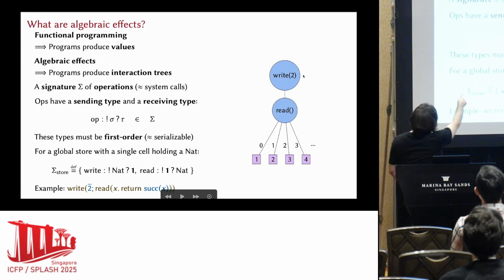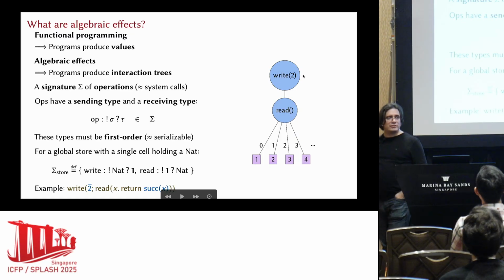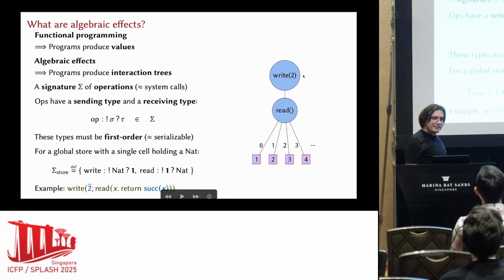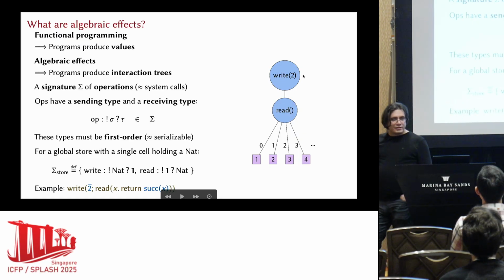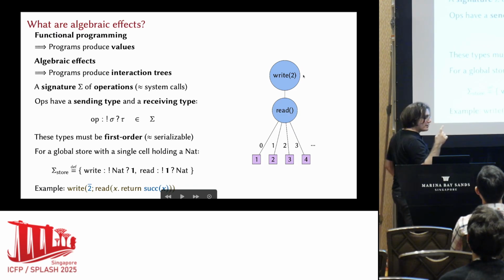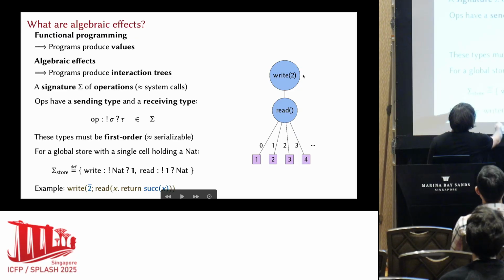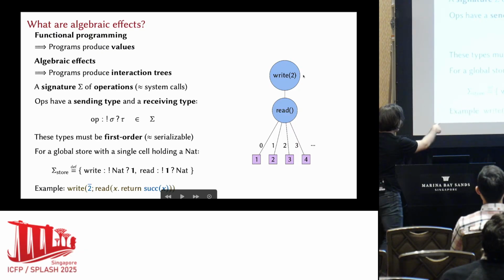So I will use that notation, op, for an algebraic operation, which sends sigma and receives tau. These sigma and tau have to be serializable, they have to be first order things. It's really important that they are. If they're not, you get into trouble. For example, to have a global memory that holds one natural number, you can write this natural number and receive the unit value, or you can read this natural number by which you send the unit value and you get back a number. So here's a little program in this notation. Write, then read x, return the successor of x.